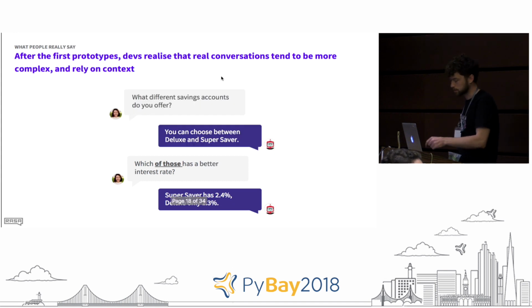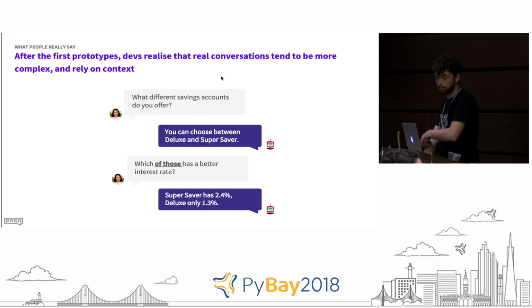But of course, what happens is that people implicitly expect you to remember the context of the conversation. So they ask you something like, which of those has a better interest rate? And then if you're covering maybe two different topics, it's a very simple chatbot.